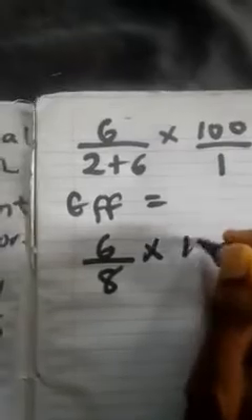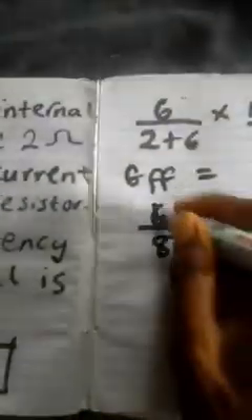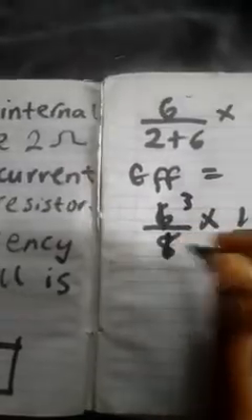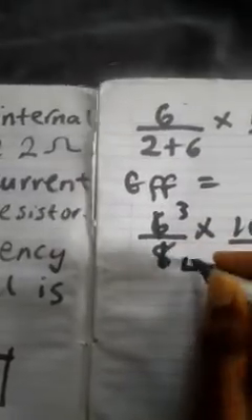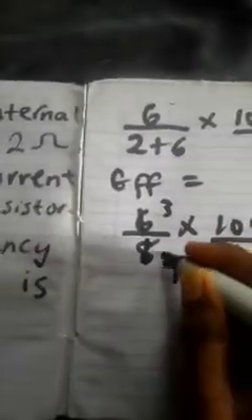So we can now get our efficiency. The efficiency will be equal to 6 over 8 times 100 over 1. Simplifying, 2 into 6 is 3, 2 into 8 is 4, and 4 into 100 is 25. So if you now multiply, we know that the efficiency is 75%. Thank you.